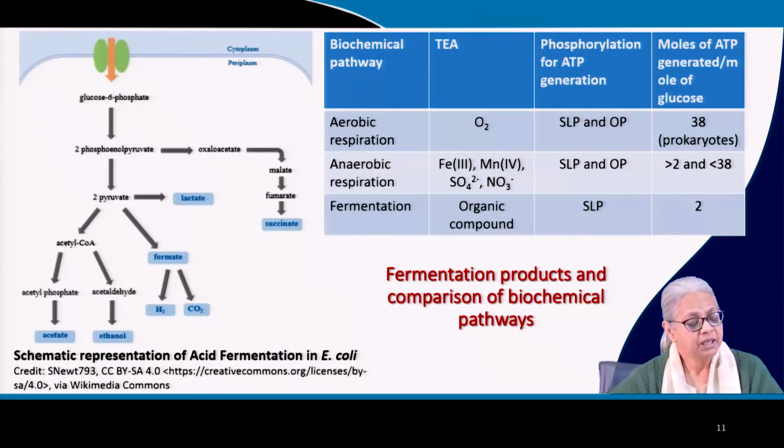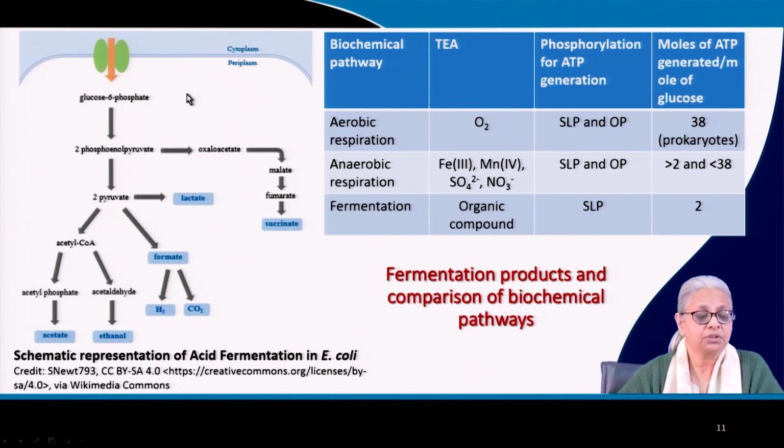Then here we have an example of fermentation in E. coli. So let us say we start with glucose. Glucose is phosphorylated. It becomes glucose 6-phosphate, that is substrate level phosphorylation. This glucose 6-phosphate is converted to phosphoenol pyruvate. So this phosphoenol pyruvate can be converted to oxaloacetate, and pyruvate can be converted to lactate.